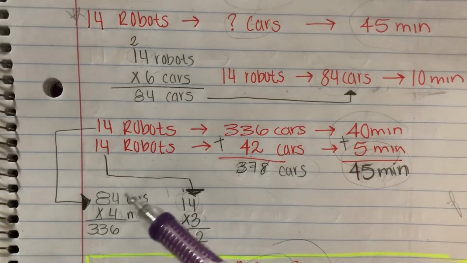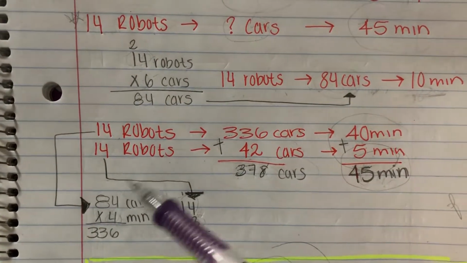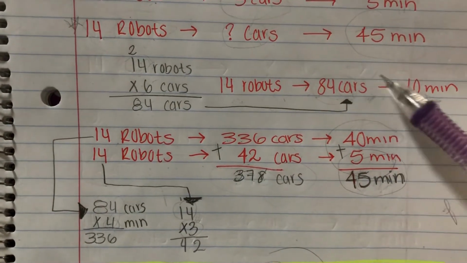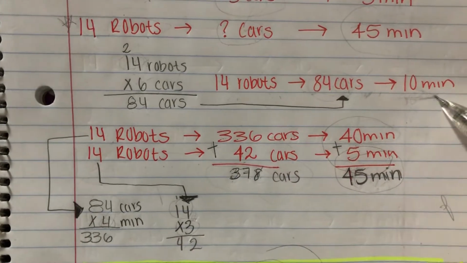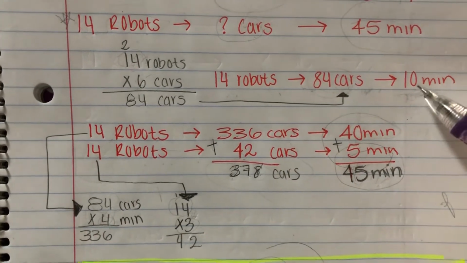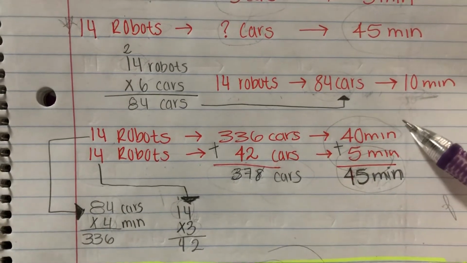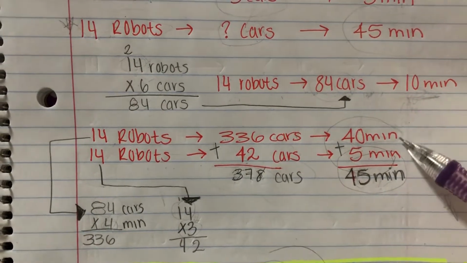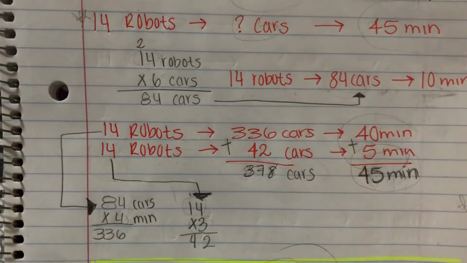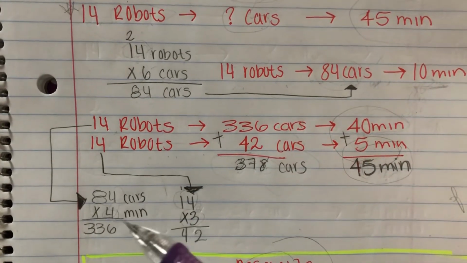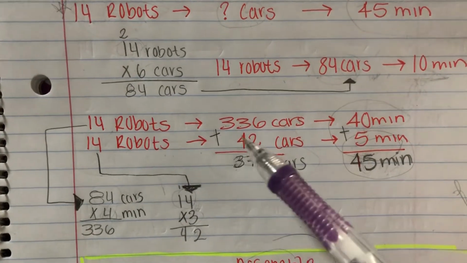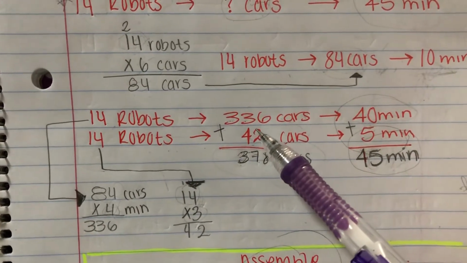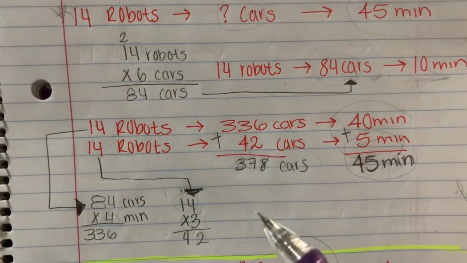So 84 times 4, where 84 represents the total number of cars built in 10 minutes by the 14 robots, and 4 representing the minutes, because we know that 10 plus 10 plus 10 plus 10 is going to equal 40. So 84 times 4 equals 336. So now we know 14 robots can build 336 cars in 40 minutes.